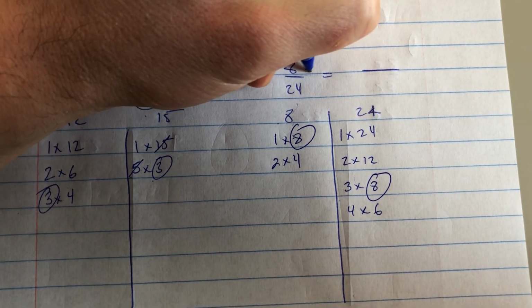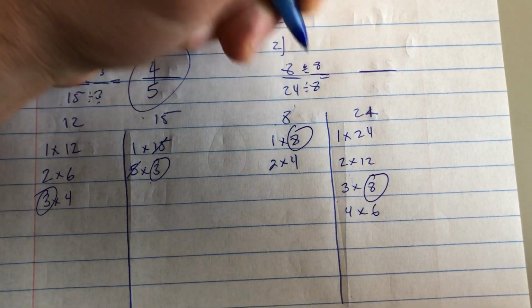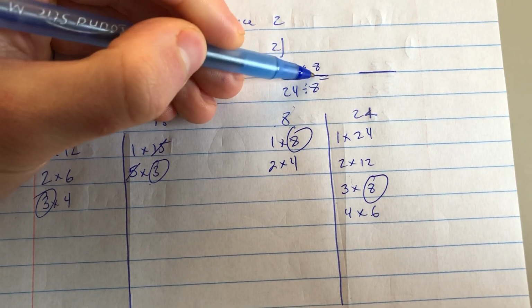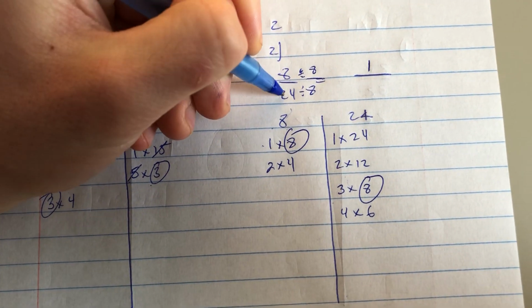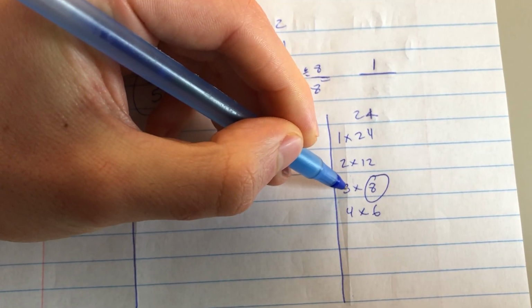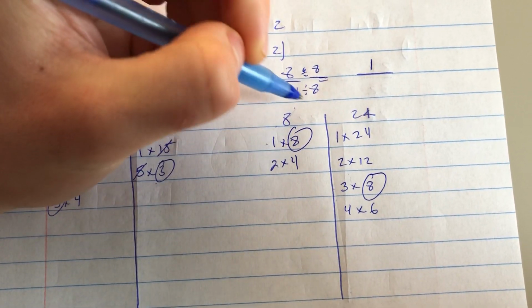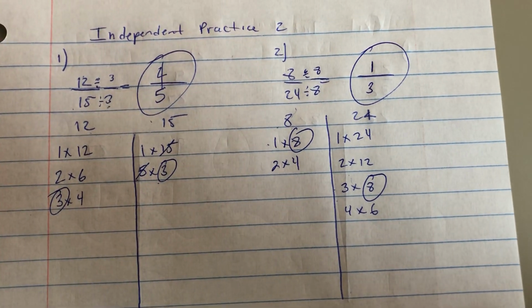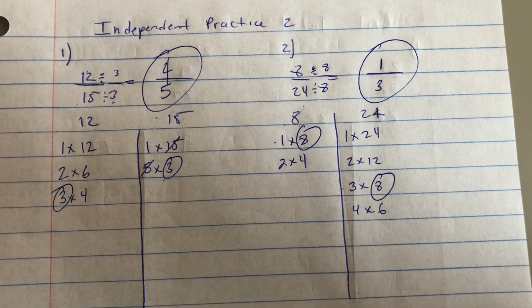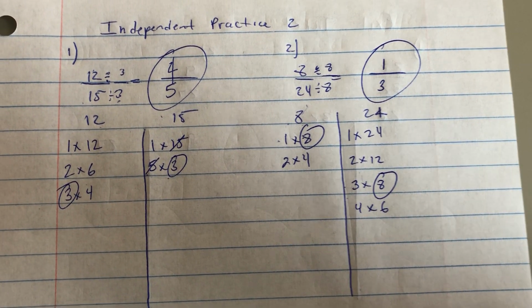So I'm going to divide 8/24 by 8 over 8. Well, 8 divided by 8 equals 1. 24 divided by 8, I roll my 8s 3 times to get to 24. So 24 divided by 8 equals 3. 8/24 reduces to 1/3. Now you're ready for your exit ticket.